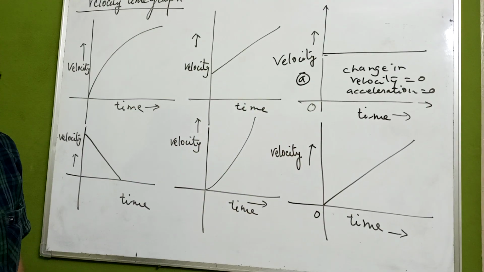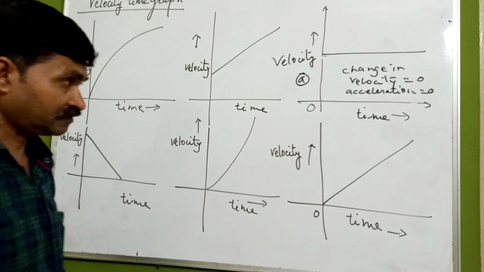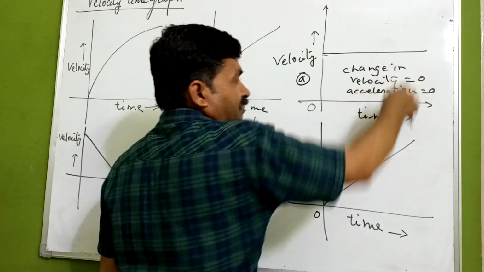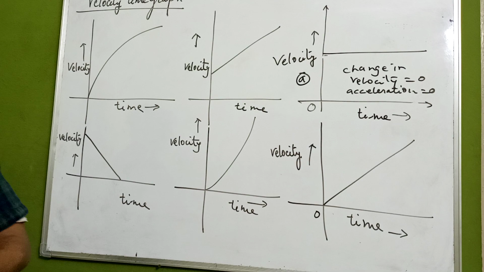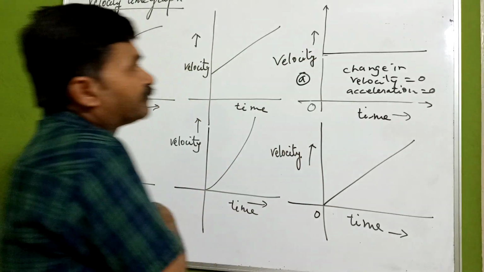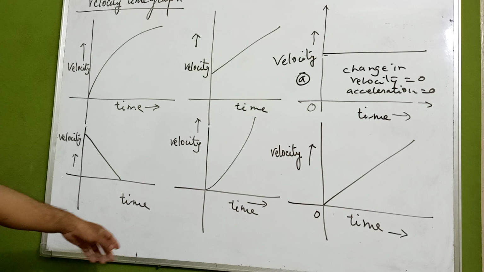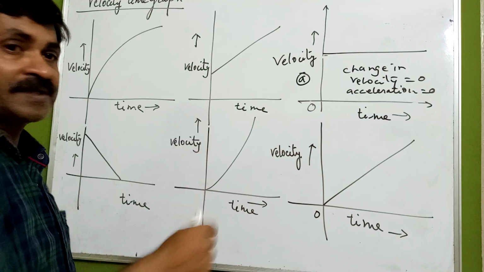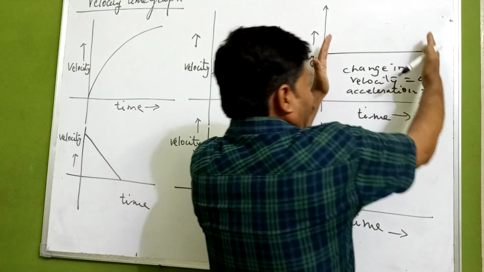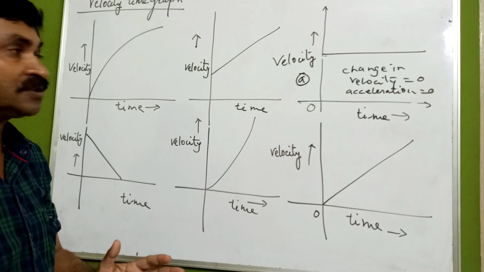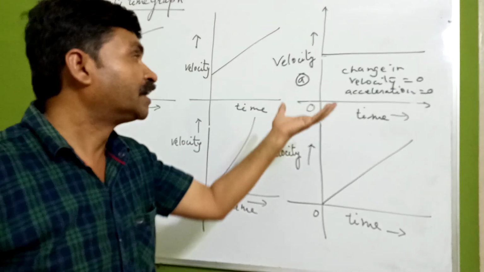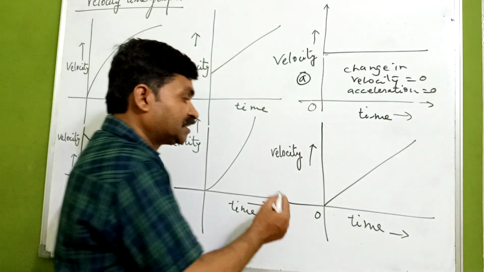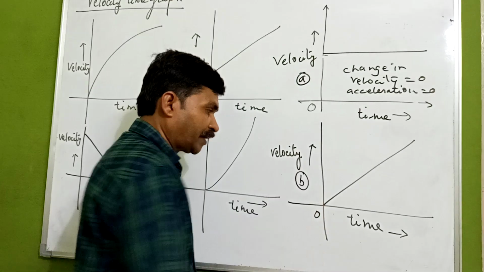Okay. Now if we take the area of this velocity time graph, this is the velocity, multiplied with time. Velocity is equal to displacement upon time. So what we can get here is that the area of this velocity time graph will give us the displacement. Okay. Now let us go to the next one, the second case.